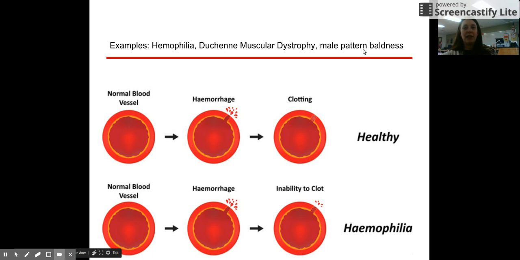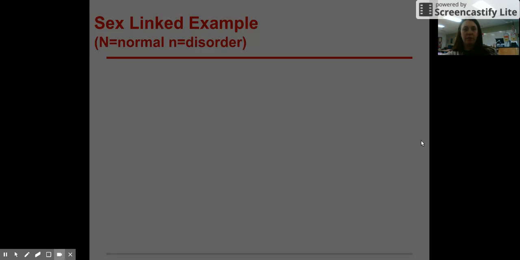Okay, male pattern baldness is a sex-linked trait. It is recessive, so obviously much more common for males to get it. Doesn't mean that females can't, but it is much more common for males. So make sure that you guys wrote down all of those examples, please.